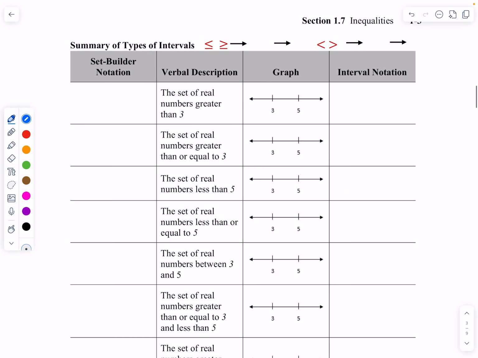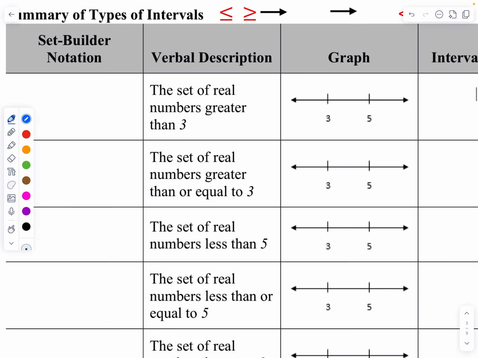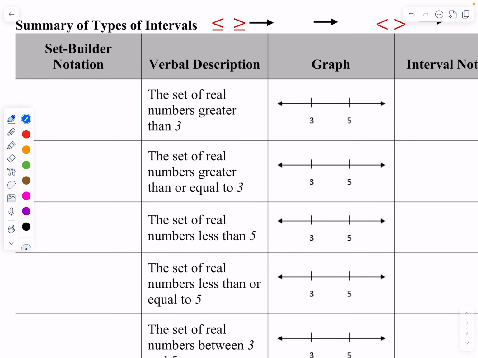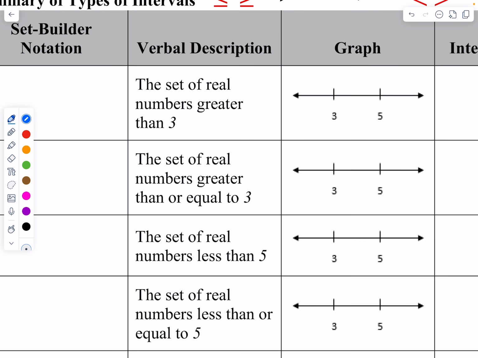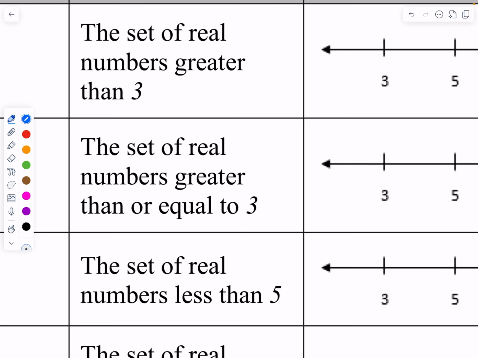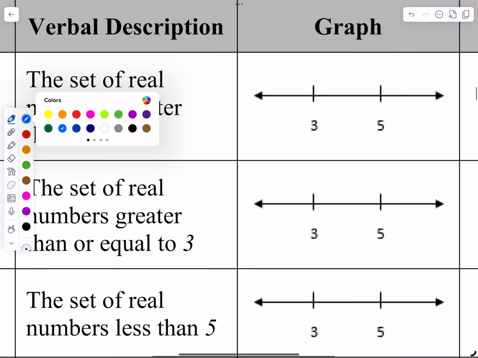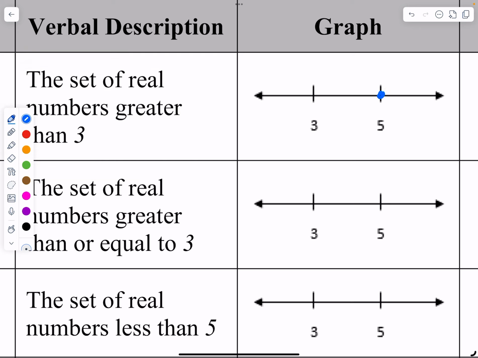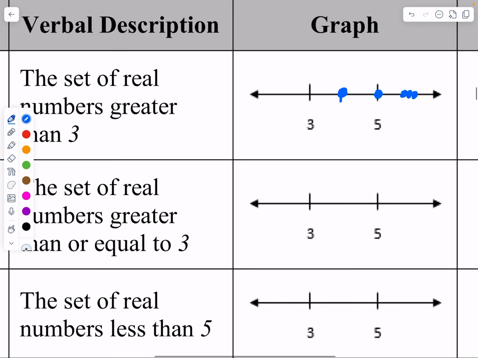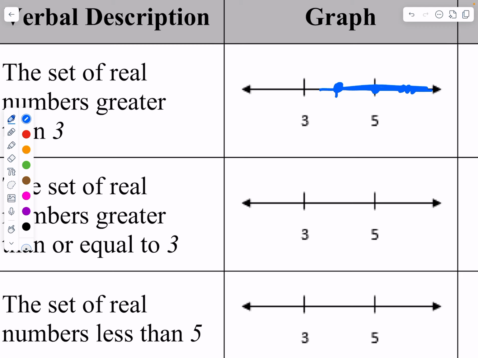Okay, so let's do our description, the verbal description. The set of real numbers greater than 3. So let's graph that. Greater than 3. So 5 would be bigger than 3. So that's going to be shaded. What about 4? 4 is bigger than 3. That's going to be shaded. What about 6? 6 would be shaded. So would 7 and 8, and so would a bazillion. So everything here, all of this is going to be shaded. So we're going to shade it all the way to the end.